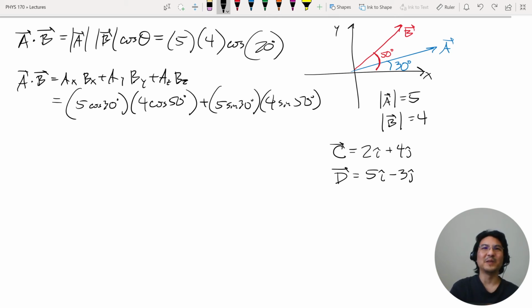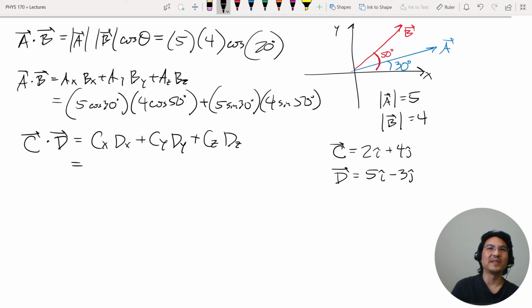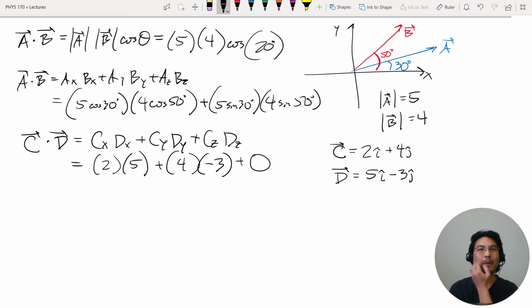Let's say you wanted to go C dot D. So you could go this way, in which case Cx is 2, Dx is 5, plus Cy 4, Dy negative 3, and that's just 0. So that's one way.